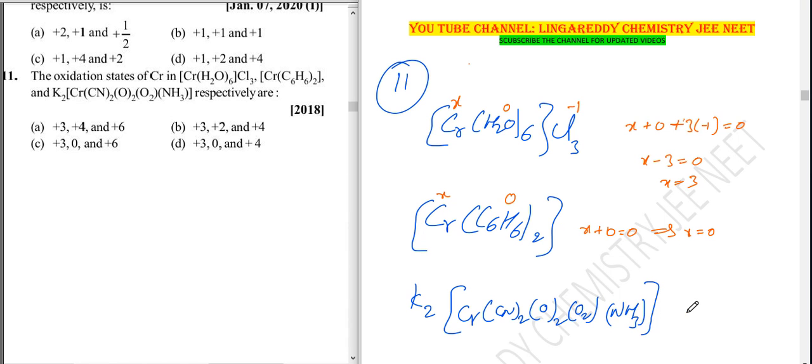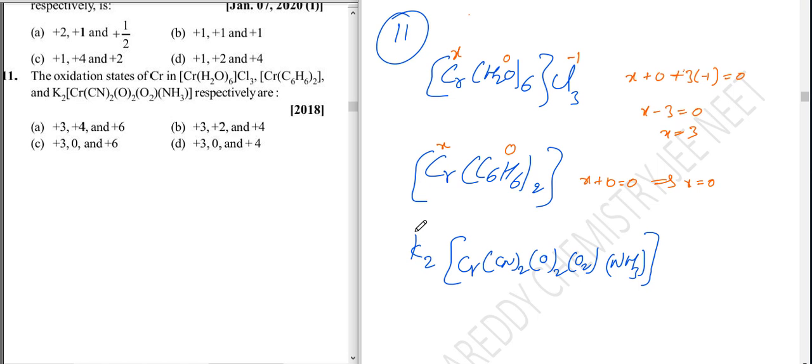Next here, potassium is +1, total is plus 2, which means on the bracket minus 2, right. We don't know this, it is x. Cyanide is minus 1, oxygen generally minus 2, ammonia is 0. The students will confuse here only. It is a peroxide.